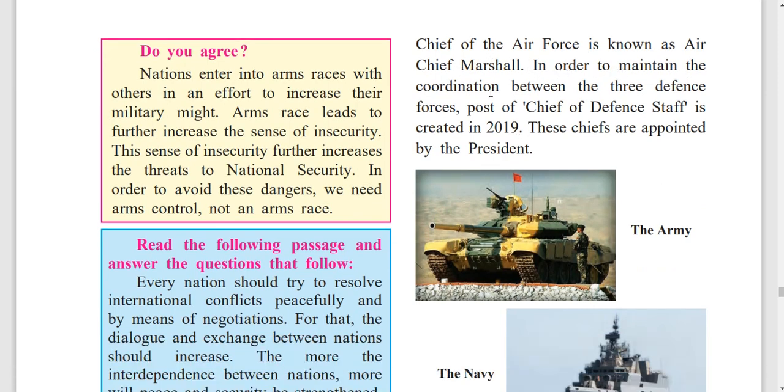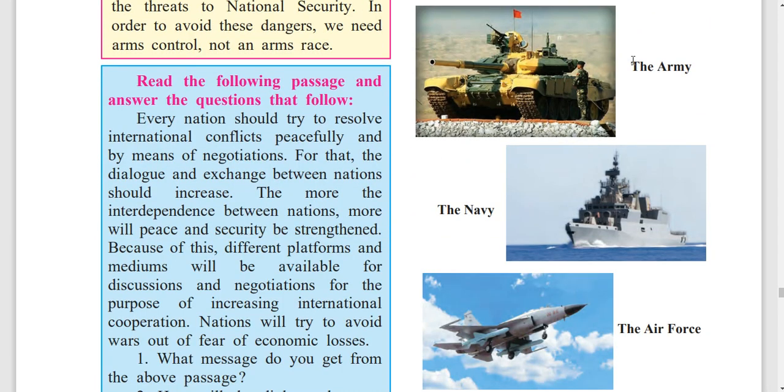In order to maintain the coordination between the three defense forces, the post of Chief of Defense Staff was created in 2019. These chiefs are appointed by the President, the Army, the Navy, the Air Force.